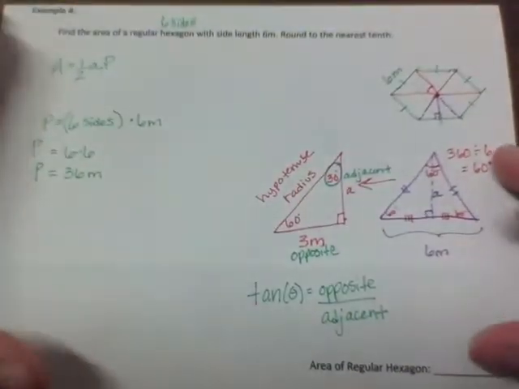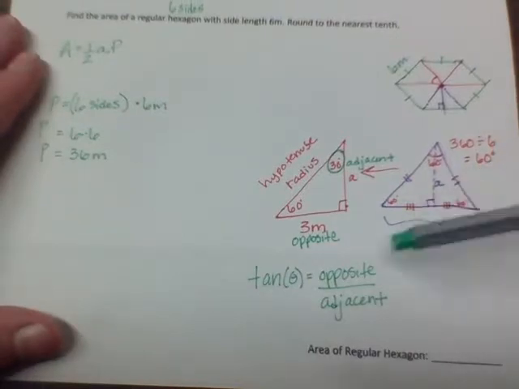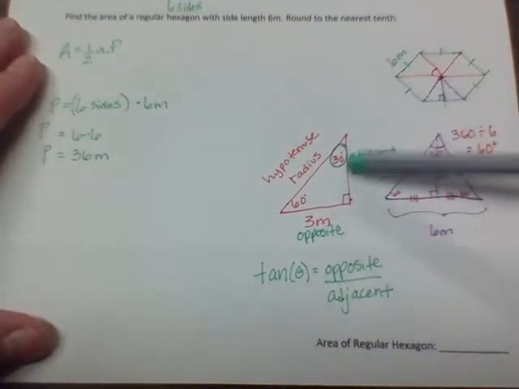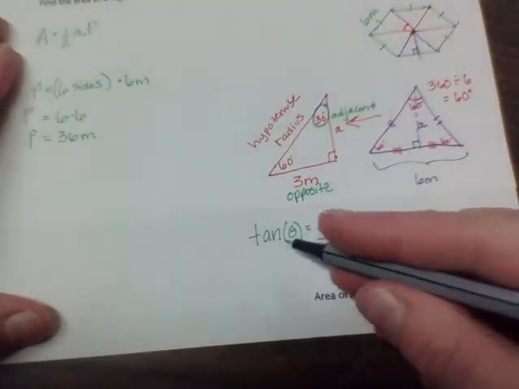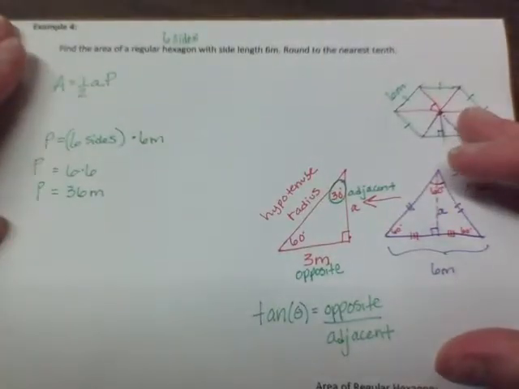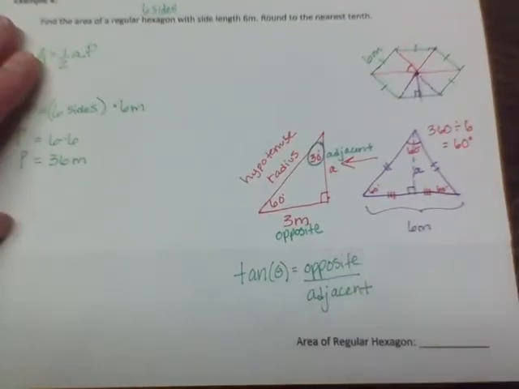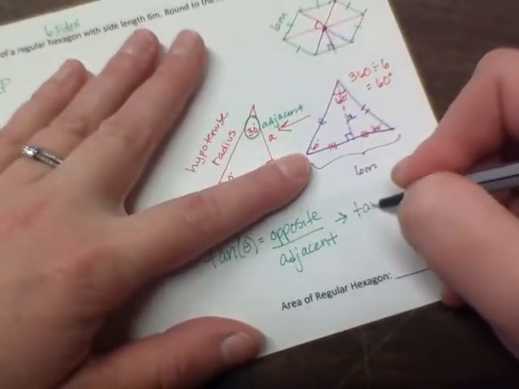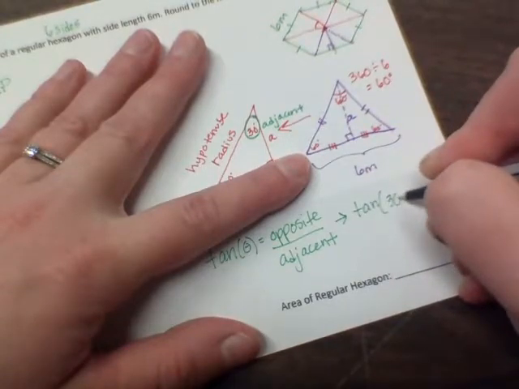So as much as you thought that trig might be over, it turns out that we get to use tangent here in order to figure out what our apothem length is. So remember that tangent of our angle measure is going to be opposite over adjacent. So technically that means that tangent of 30 degrees.